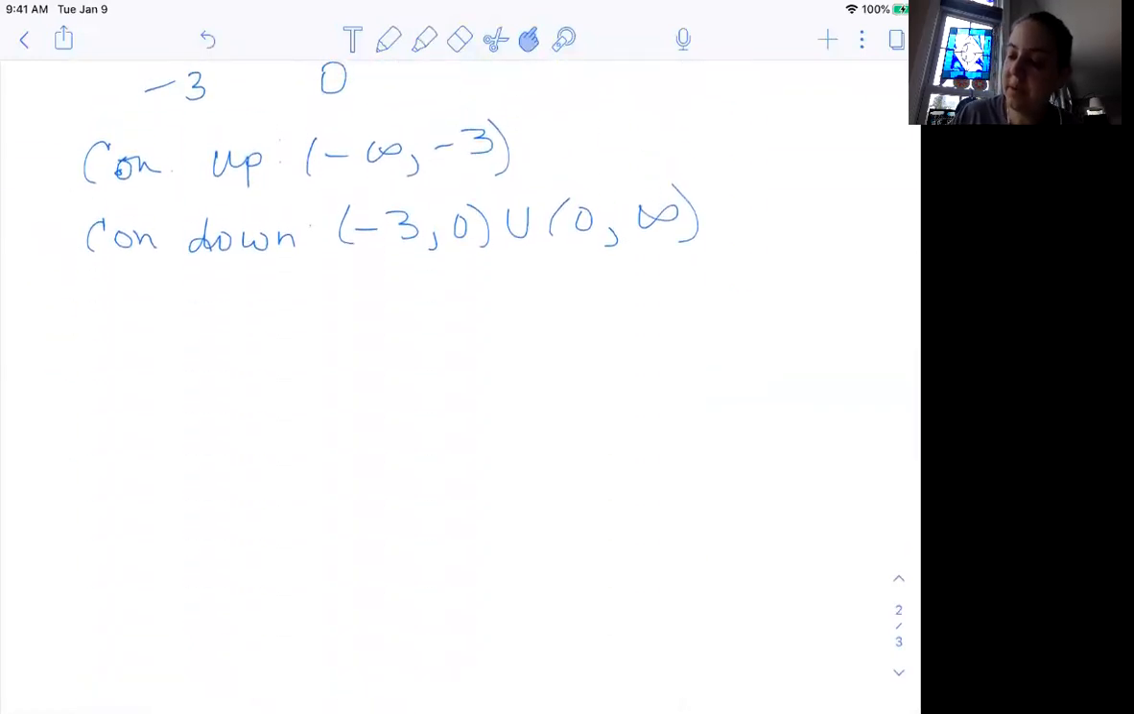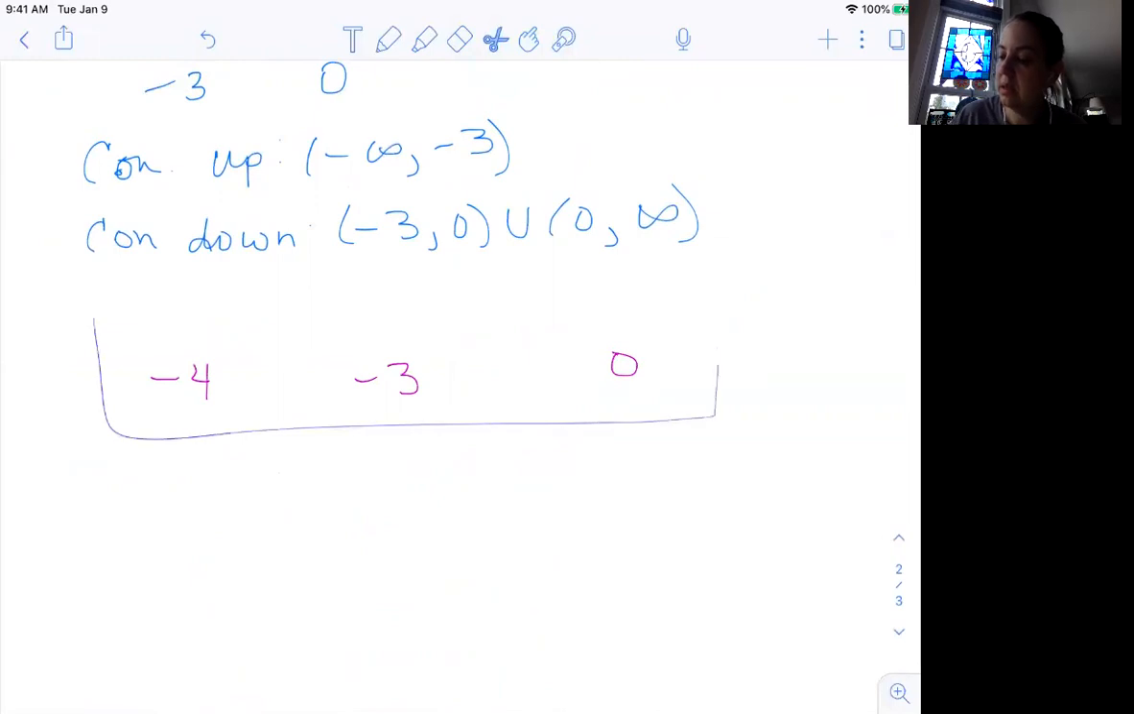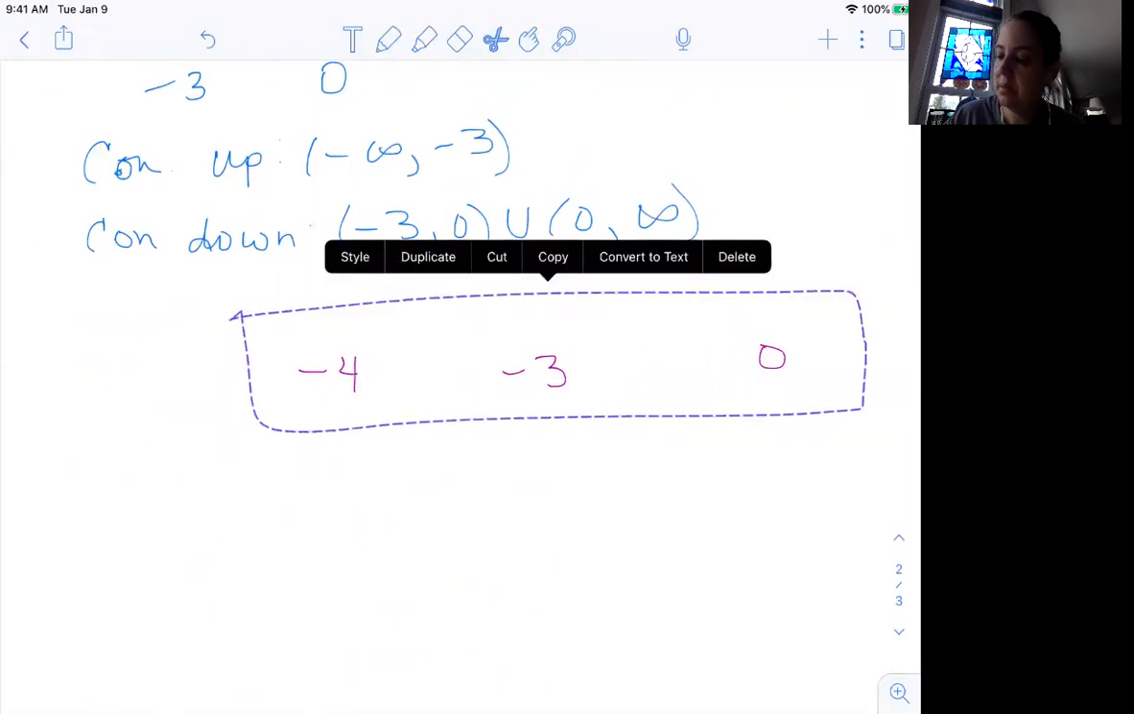So here's what my table looks like. We've got negative 4, negative 3, and 0. And I need to scooch those over just a little bit. Just going to slide those there.